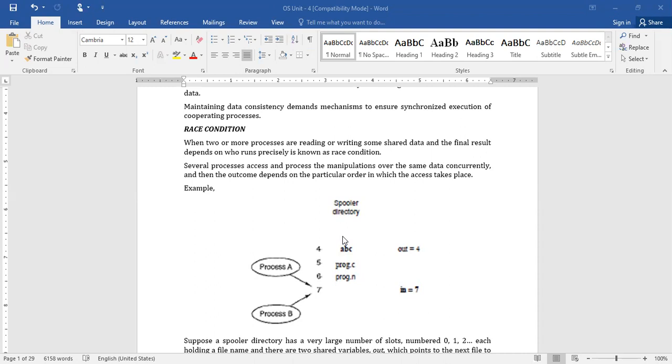For example, system 1 wants to print file 1, right? So when it presses the print command, automatically it will move to the spooler directory with the vacant place.